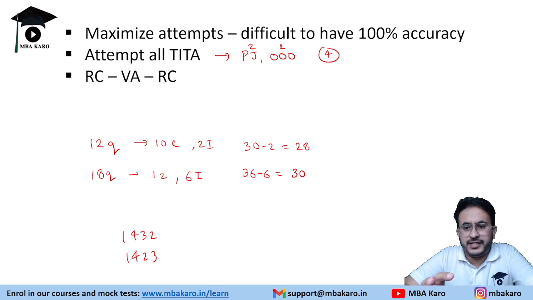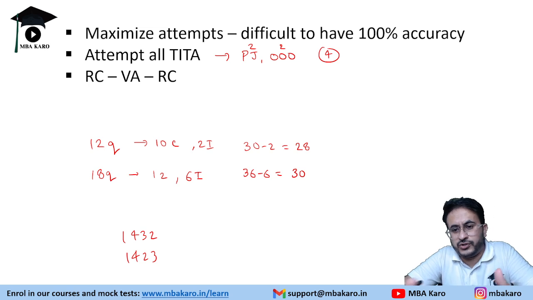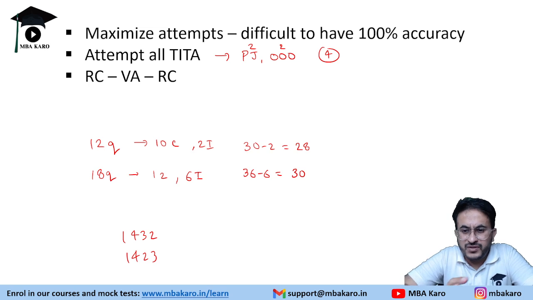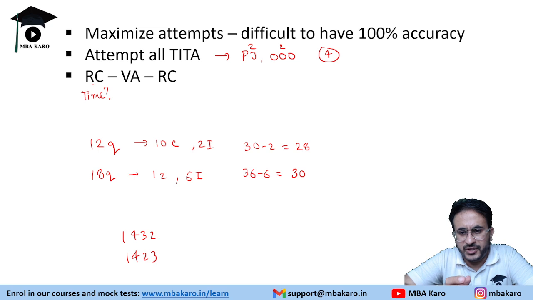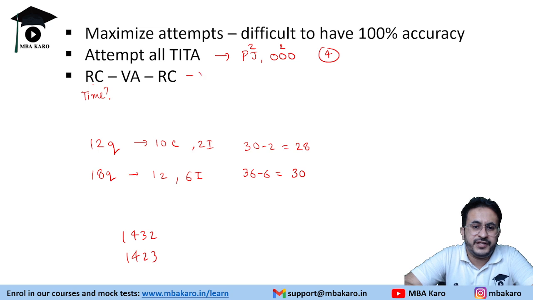Now, the attempt strategy is RC, VA, RC. Some people say that 2 RCs, or should we attempt 1 RC, all VA, 3 RCs, no VA, etc. What I would suggest is attempt an RC, note the time, okay, then attempt some VA questions, right? Not all, if not all. Attempt RCs, and leave some time for VA questions in the end.